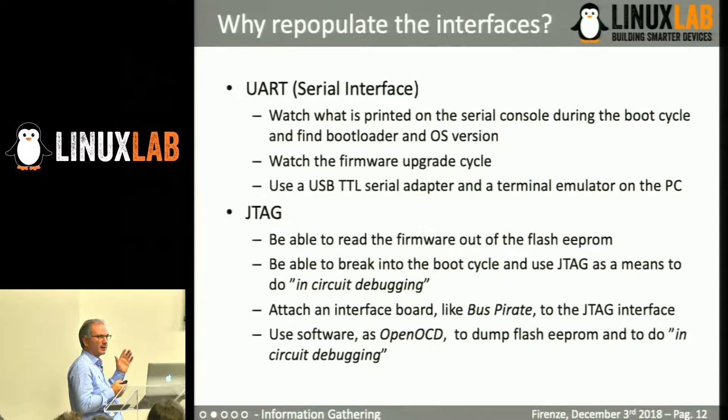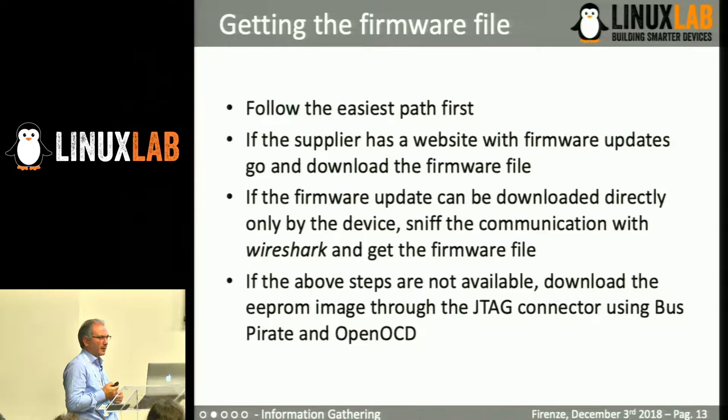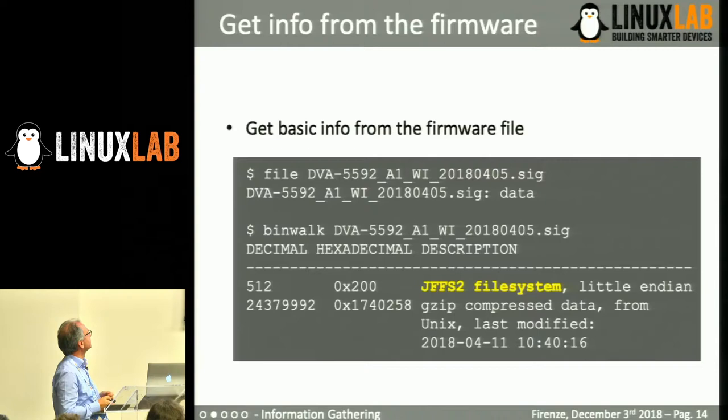Anyway, these operations are quite complicated, but on the internet you will find a lot of documentation on how to do it. Because we always try to do things as fast as possible, we always follow the easiest path first. This means that if the supplier has a website with firmware updates, we don't get the firmware from the JTAG interface, but go to the supplier website and download the firmware. Sometimes the firmware update can be done directly only by the device itself. In this case, we can sniff the communication with Wireshark and get the firmware file. If the above steps are not available, we have to download the EEPROM image through the JTAG connector using Bus Pirate and OpenOCD.